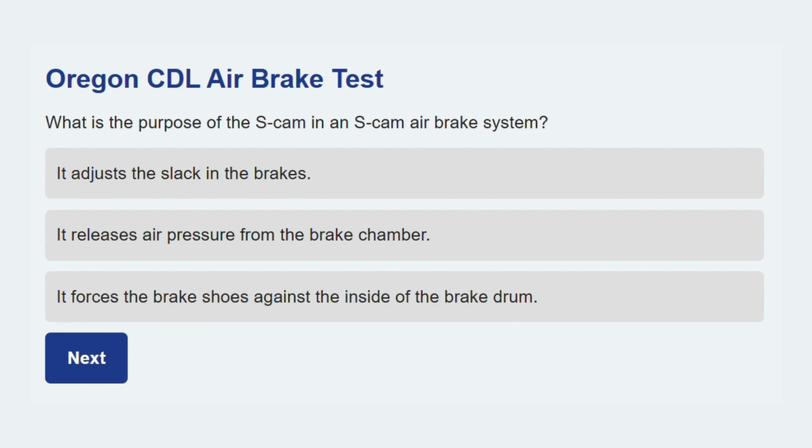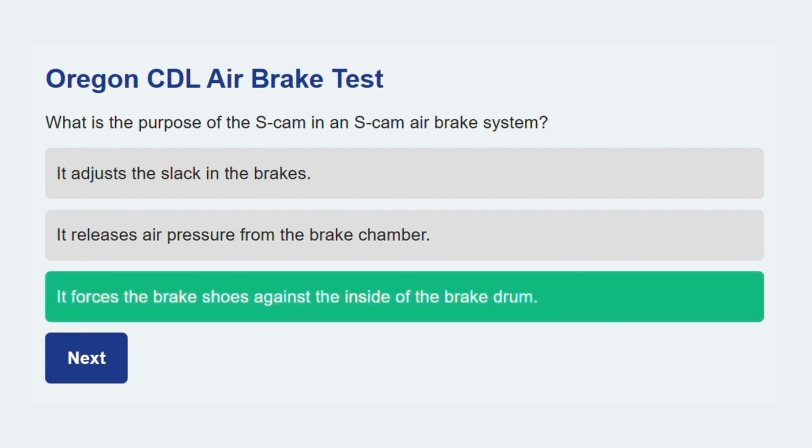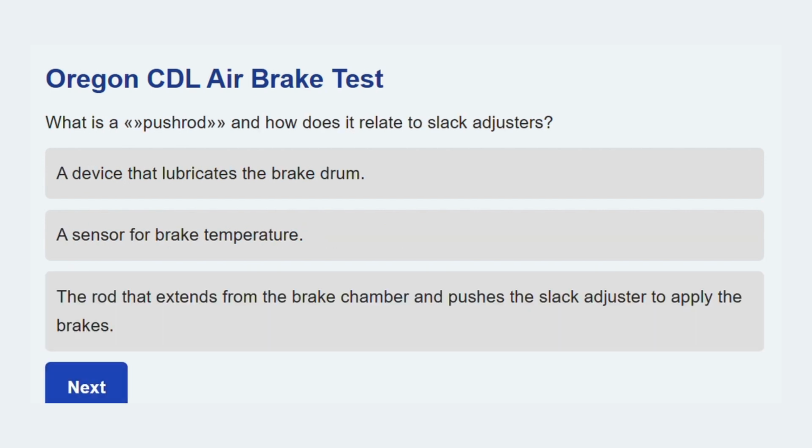So what's next? What is the purpose of the S-cam in an S-cam air brake system? It forces the brake shoes against the inside of the brake drum. The S-cam rotates to push the brake shoes outwards.